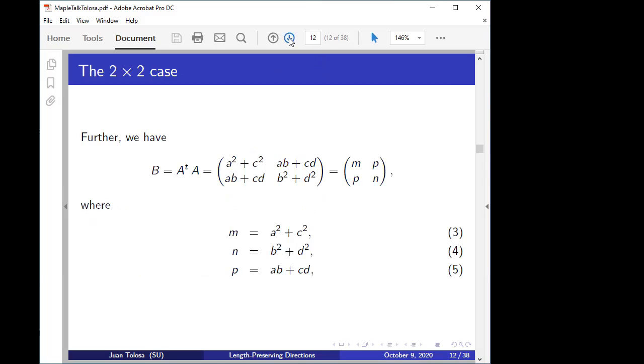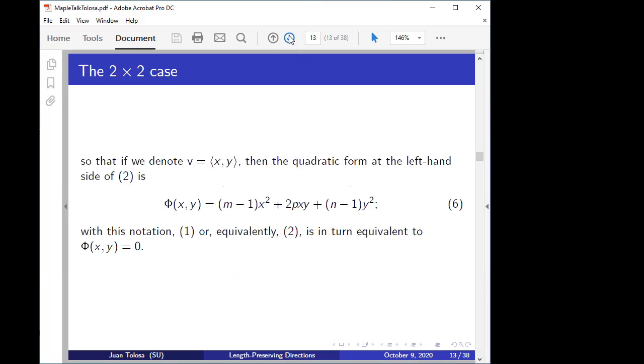Now, if we write down the explicit entries of the matrix B, here I call them M, P, and N for short. You can see that M, P, and N are homogeneous polynomials of degree 2 in a, b, c, and d. So the corresponding quadratic form is written here, and these norm-preserving vectors will be solutions of the equation phi of (x, y) equals 0.